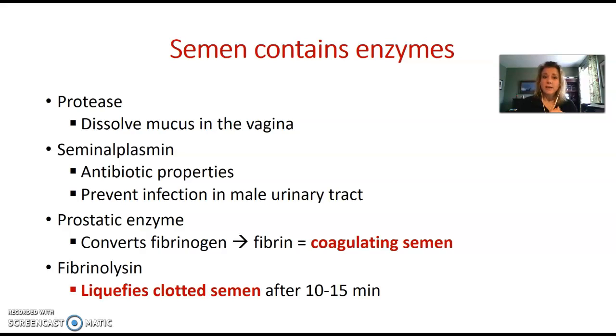Next, we have prostatic enzyme, and this is an important one because it's going to convert a protein, fibrinogen, into fibrin. And when that happens, the semen is going to coagulate inside of the female reproductive tract. So it's going to turn into like a gel. And you're probably like, well, why does that have to happen?